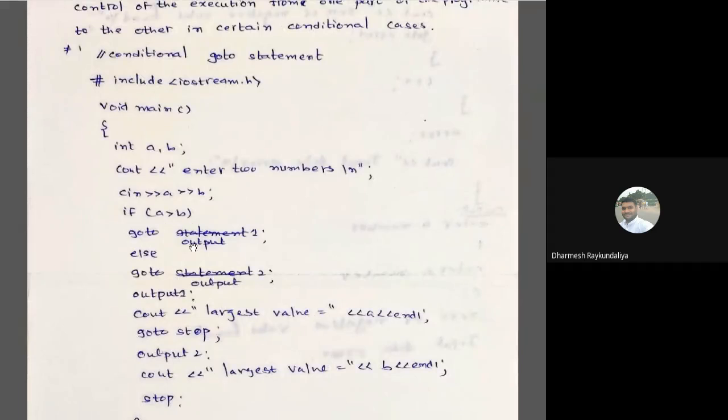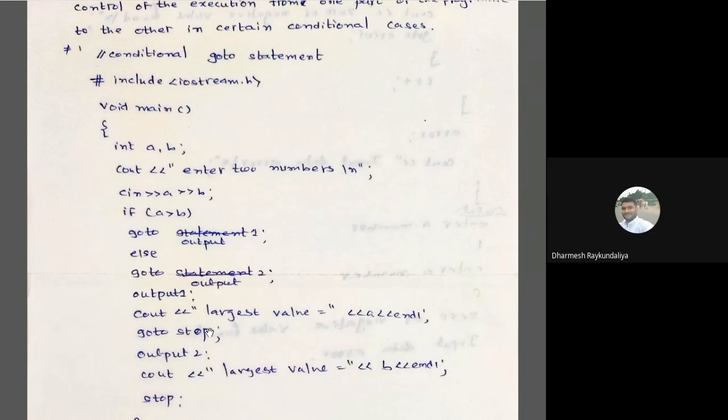Now as soon as A is greater than B, go to output 1. That means output 1 is here, so it will print the largest value is A. Else, suppose this condition is not true, then it will go to output 2. Output 2 is here, and then it will print the largest value is B. But you can see that I have given the unconditional goto here. If this condition is true, your control will transfer to the label output 1. Where is the label? Label output 1, it will print. Now if this jump is not given, what happens? Immediately it will come to this and print the largest value is B.